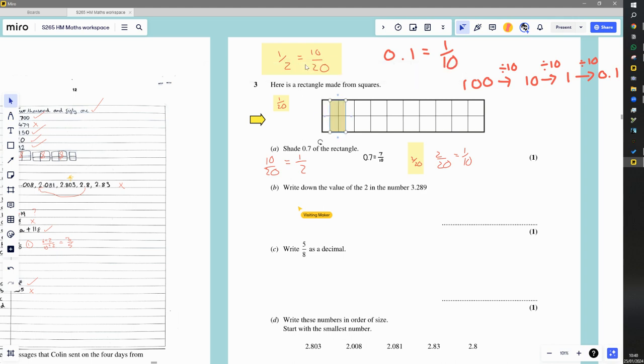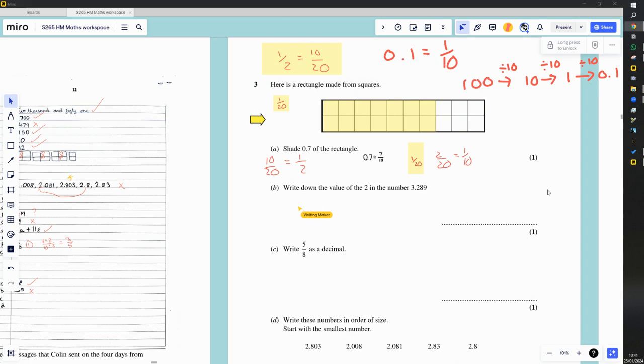So that would mean that, okay, let's try to do it with my mouse. That is 2/10. And that is 3/10, 4/10, 5/10, 6/10, 7/10. So that is what they wanted you to do. That's 7/10, which is 0.7.